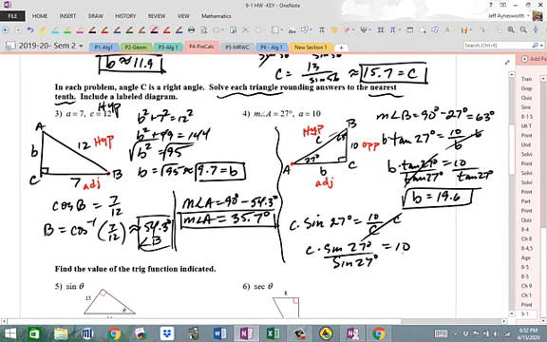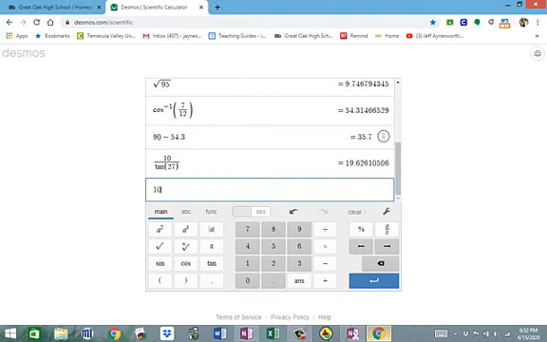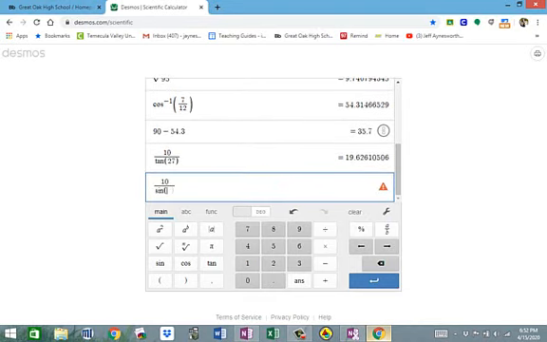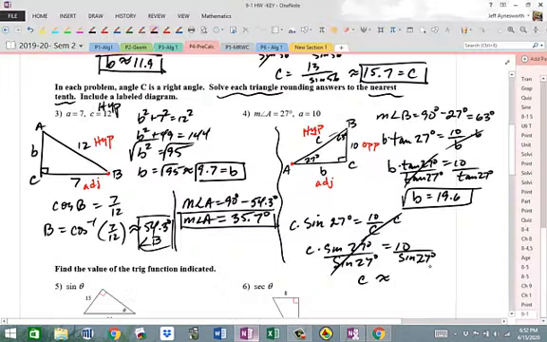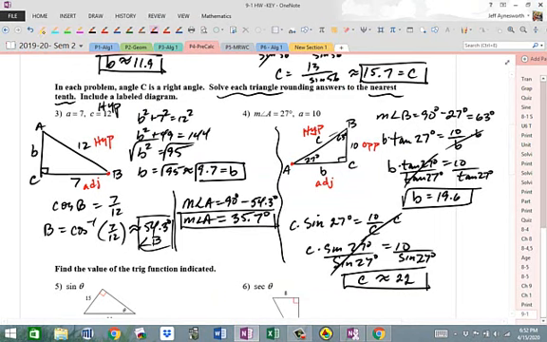Sine of 27 degrees. And you get C is approximately equal to whatever that is. So 10 divided by the sine of 27 degrees. Just type it in, and you get about 22, rounded to the nearest tenth. So this is roughly 22. And that's what solving the triangle is all about.